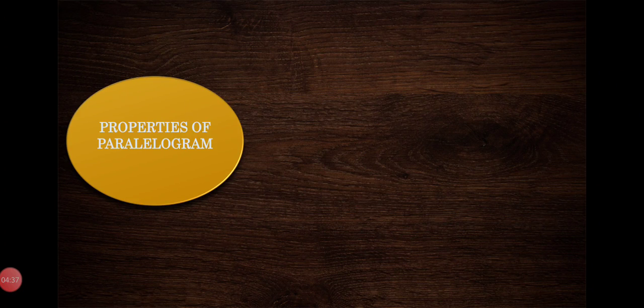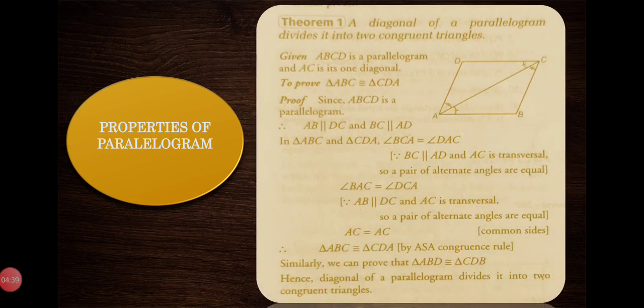So for that, theorem number 1. The statement of theorem number 1 is: a diagonal of a parallelogram divides it into 2 congruent triangles. Two diagonals are there. If we take any one of the diagonals and divide the given parallelogram, we get two triangles which are equal in area.